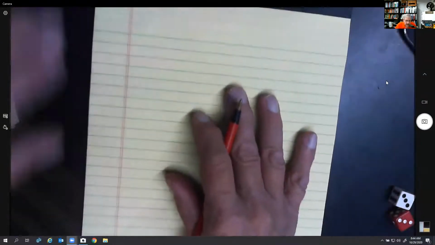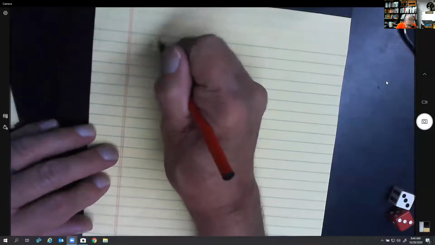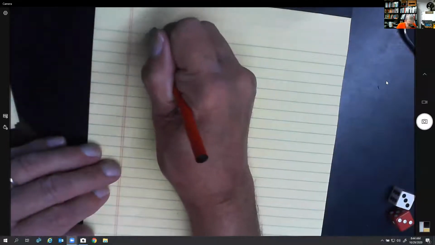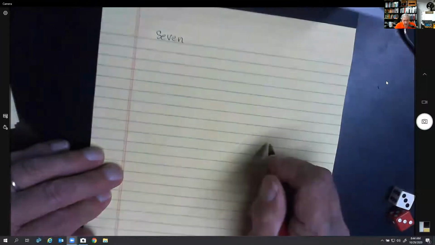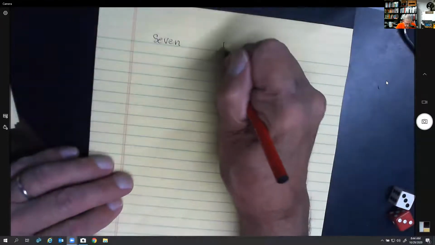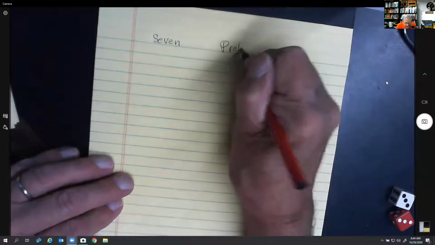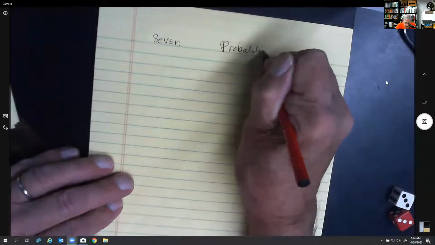So I'm going to try a problem here. We're going to roll these 2 dice, and I want to see how many combinations will make a 7. How many combinations make a 7? And then I want the probability that it will come up a 7 as a fraction.